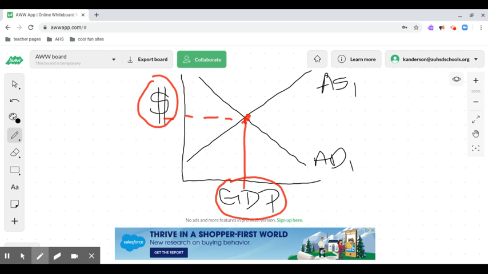Now, we are going to look at how shifts in aggregate demand and aggregate supply affect GDP and affect price. Let's say that aggregate supply decreases. So that will be AS2. Aggregate supply decreases. I'm going to say that's our current situation.